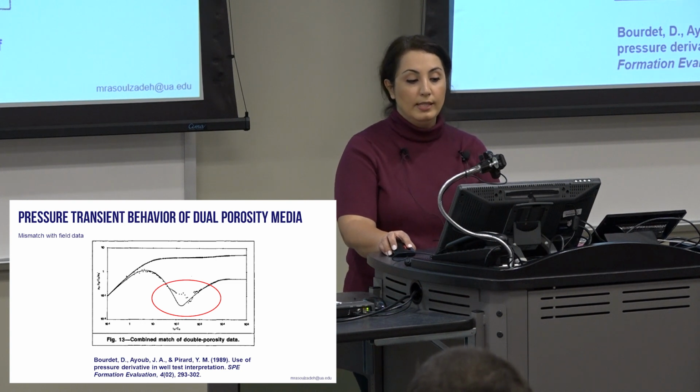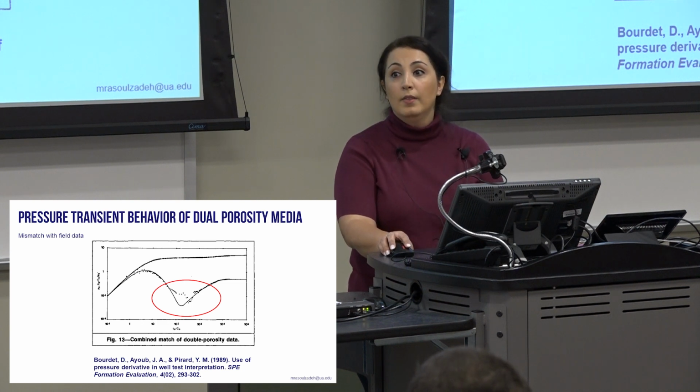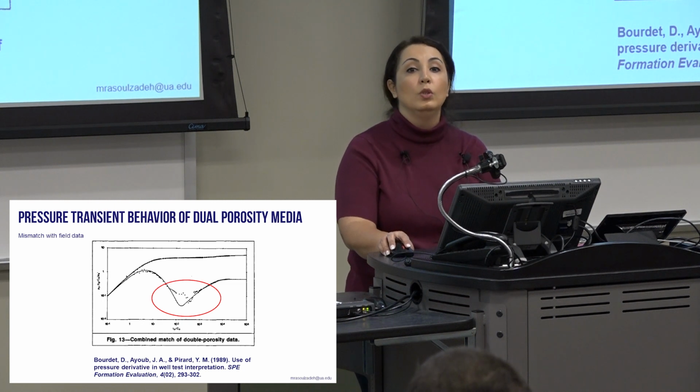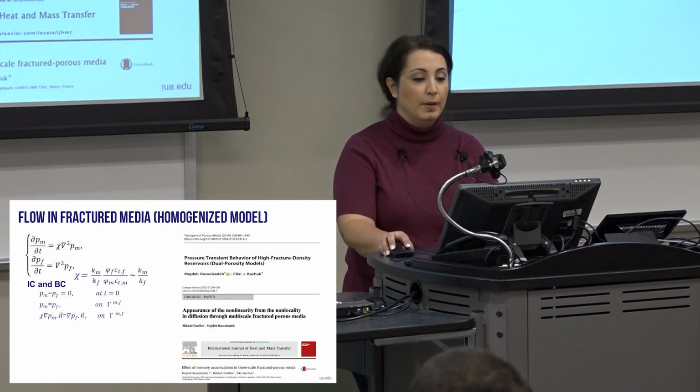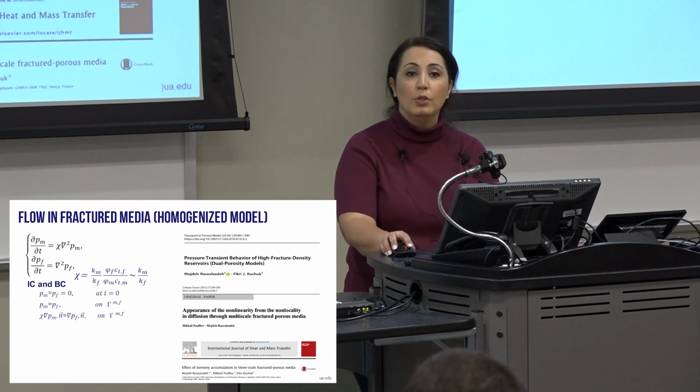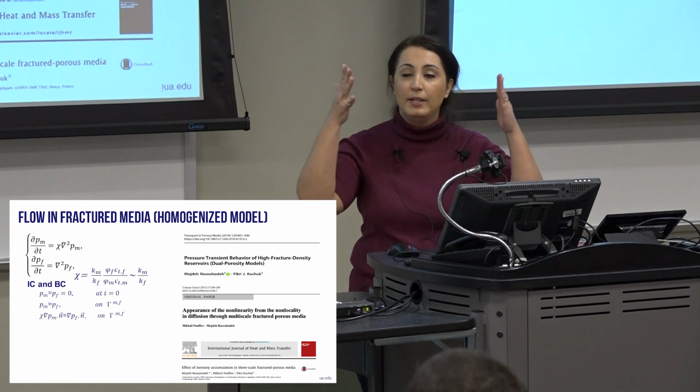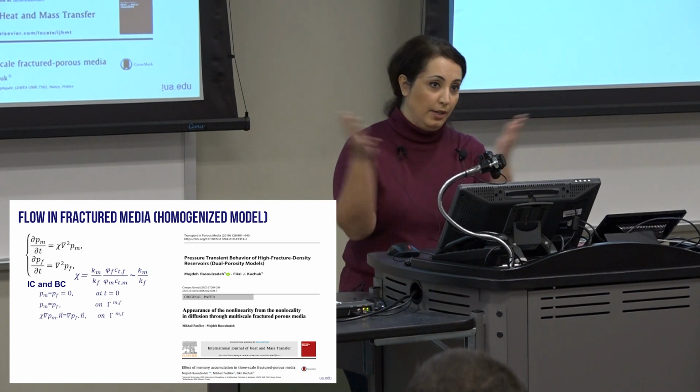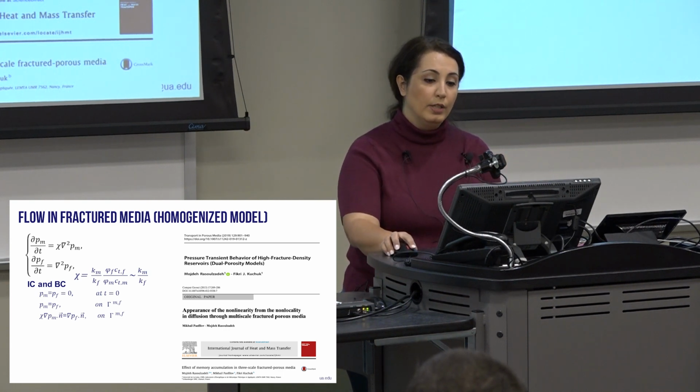Here is one of the examples in the Bourdette paper, and looking into this, I can tell there are multiple scales of fracture in the medium. There is not only one scale of fractures. So a rigorous mathematical approach to this problem would be to solve the flow problem in the matrix, solve it in the fracture, and couple them through boundary conditions.